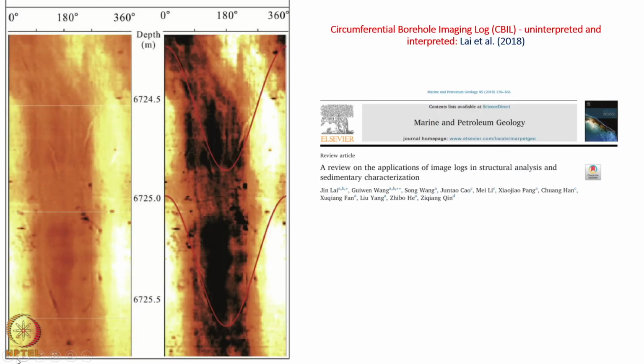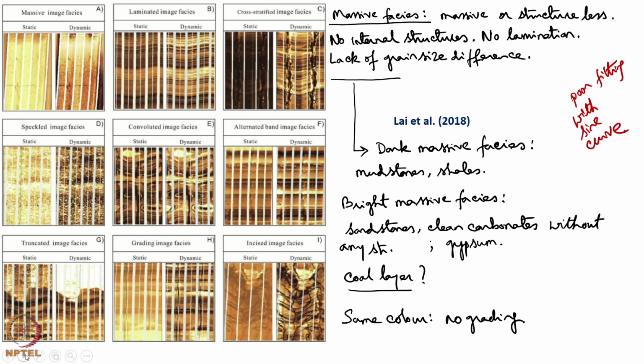So, with this information we are now moving into the sedimentary facies definition. We start with the massive image facies shown over here. This is the static image and this is the dynamic image. We are observing different shades of colors, and the summary is written over here.